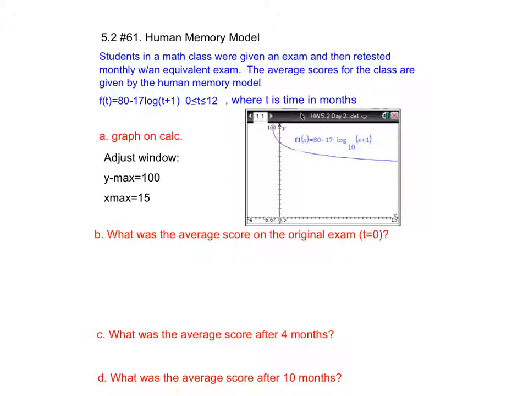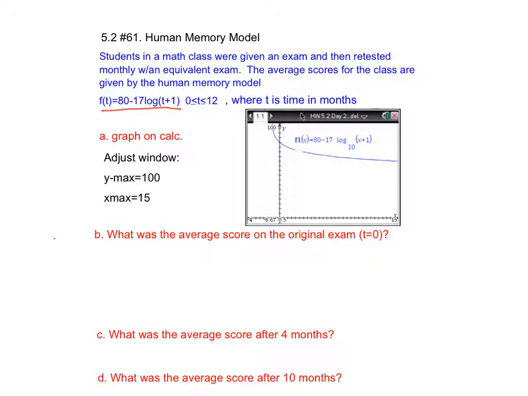This is the solution to problem 61 from section 5.2, and it has to do with a human memory model, which is a model using a logarithmic function. It says that students in a math class were given an exam and then retested monthly with an equivalent exam. The average scores for the class are given by this particular model, where f of t equals 80 minus 17 log of t plus 1. When nothing is written as the subscript of log, it's log base 10. And you're supposed to graph that on your calculator.